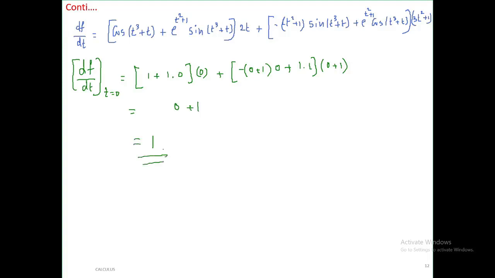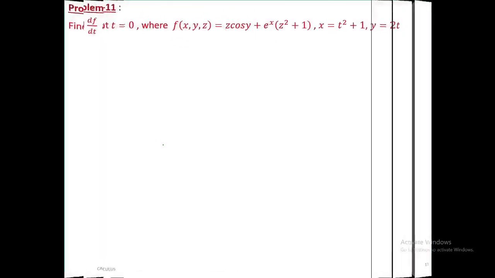You can do like this, or you can evaluate directly as I did by the first method. But if you proceed by the first method, you will have some more steps. Okay, next one. Problem 11.